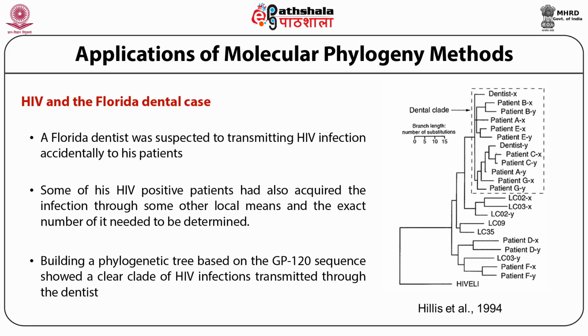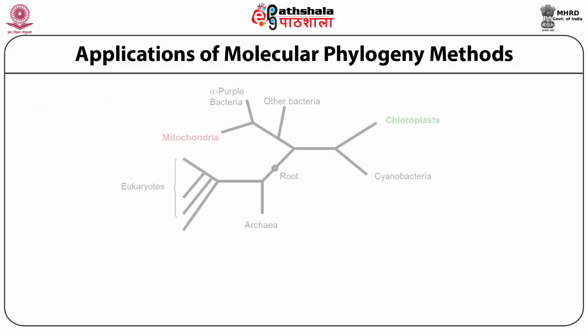You have to see that the GP120 gene mutates very fast, and there could be several variations of GP120 sequences among the HIV affected patient samples. A phylogenetic tree built based on that gives a clear separate clade, which is named the dental clade, and such patients were all grouped clearly together in the phylogenetic tree. So this was able to answer the exact number of people to whom the HIV infection was transmitted through the Florida dentist.